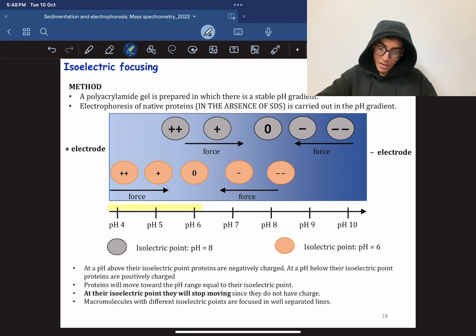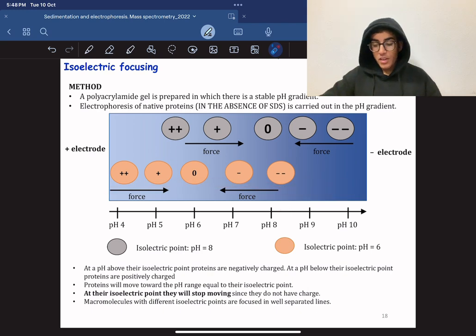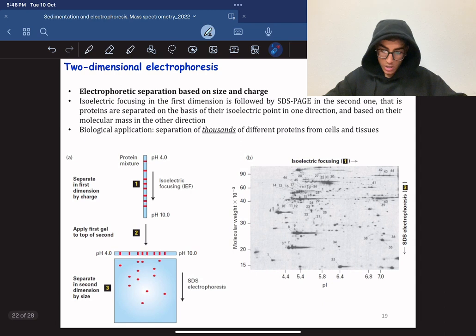This is a gradient of... Okay. You can see this in action over here. So yeah, go over this. Pretty easy. I think you understand the basic concept of it.